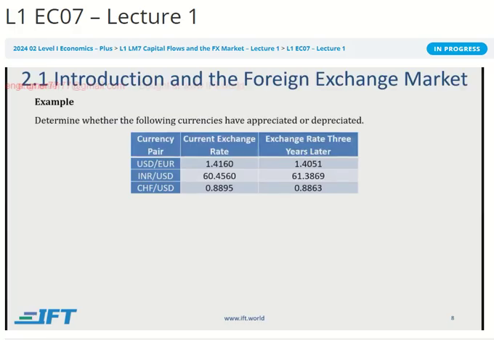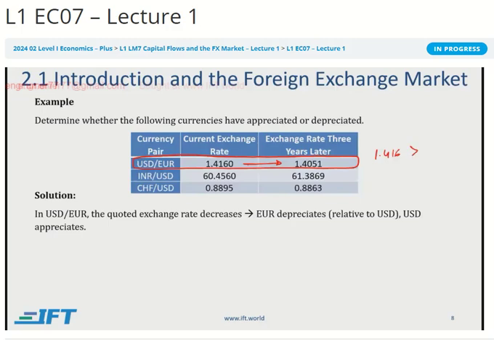All right. So what I want you to do is pause the video and tell yourself which currency has appreciated. The rate has gone from 1.416 to 1.405. Pause the video and write down, or just tell yourself, which currency has appreciated.